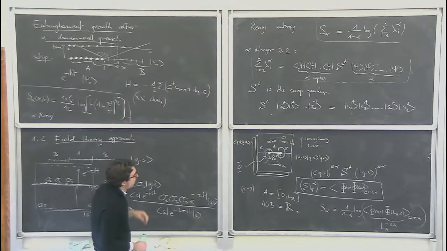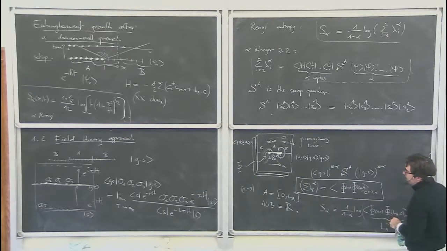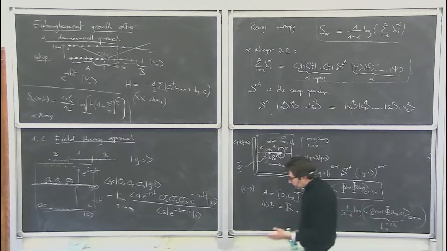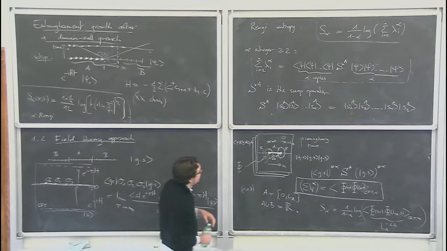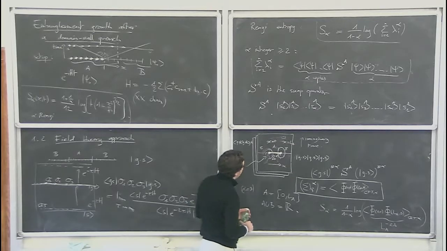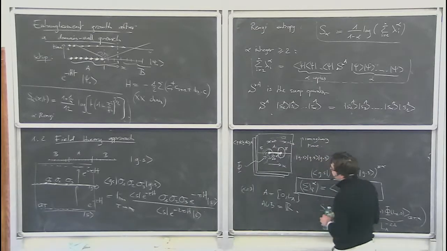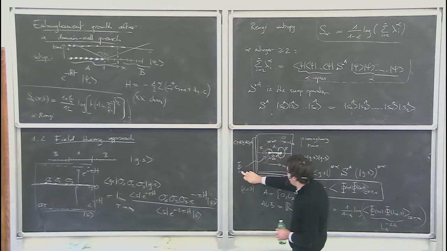Good question. Well, I would argue as follows. I would give an argument along these lines. Imagine you pick an operator phi that has some scaling dimension.